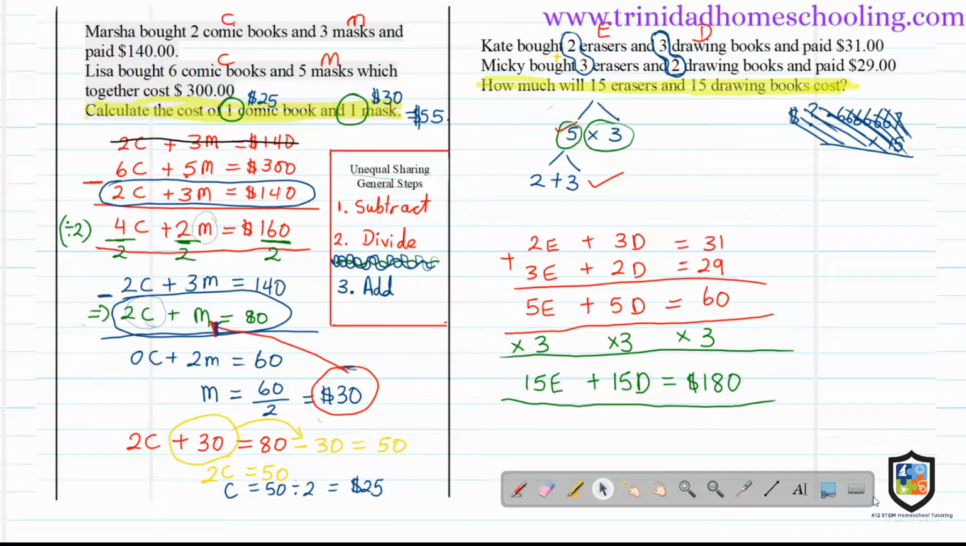This video we're going to do the same two questions, but we're going to use bar modeling to help us decide what operations we're going to use and how we're going to solve the problems.